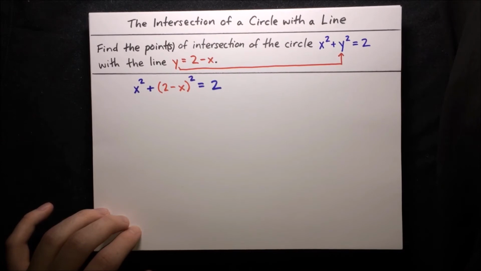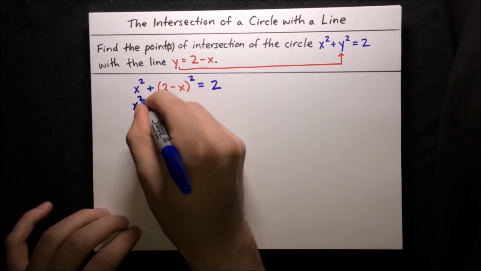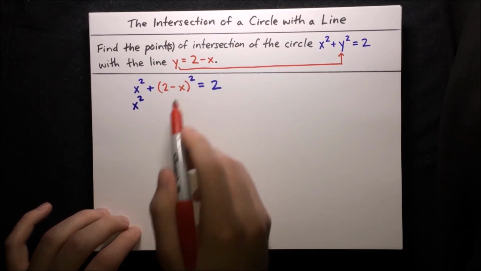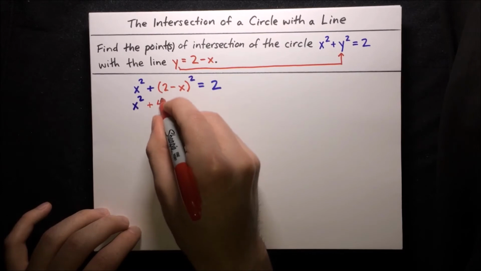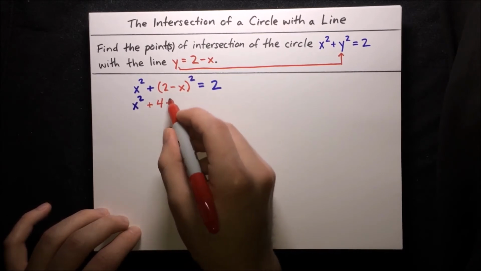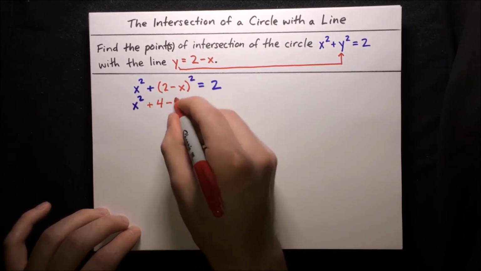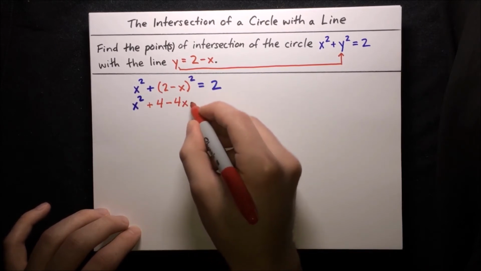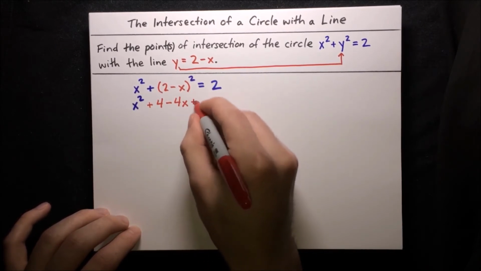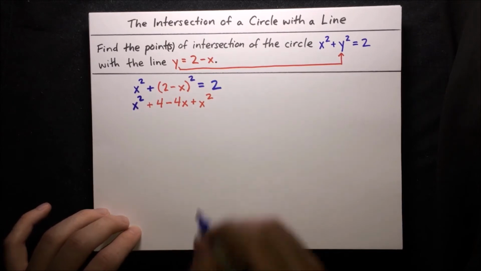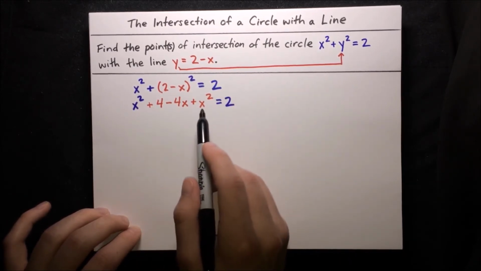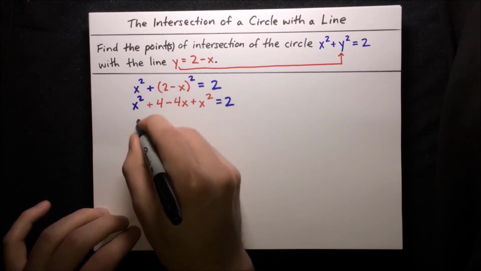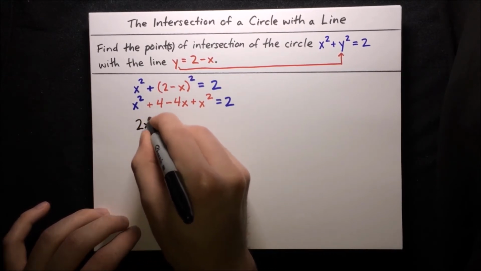Now we've got a single equation of x, and we can solve it. So we get x squared. We expand out this squared binomial to get plus 2 squared is 4, then minus 2 times 2 times x, so minus 4x, and then plus x squared. And that's equal to 2. Now let's go ahead and combine like terms. So we've got an x squared and x squared. Those combine to give us a 2x squared.